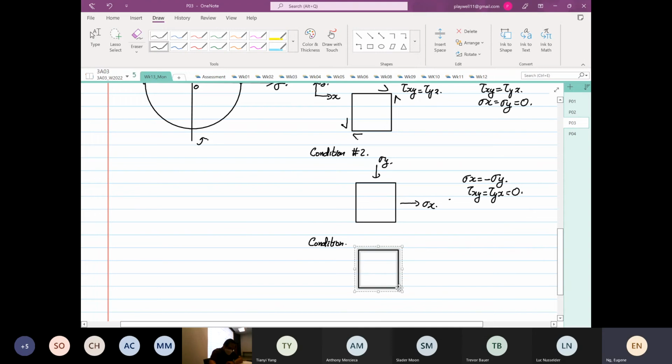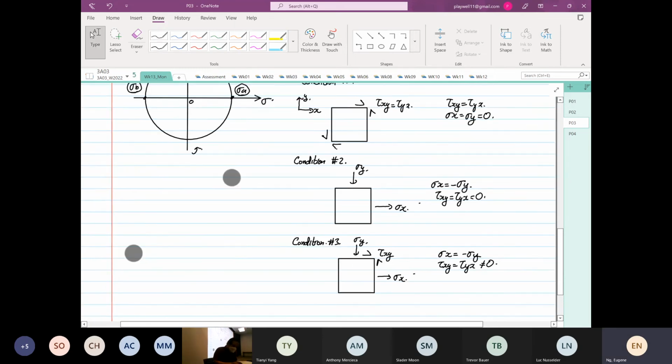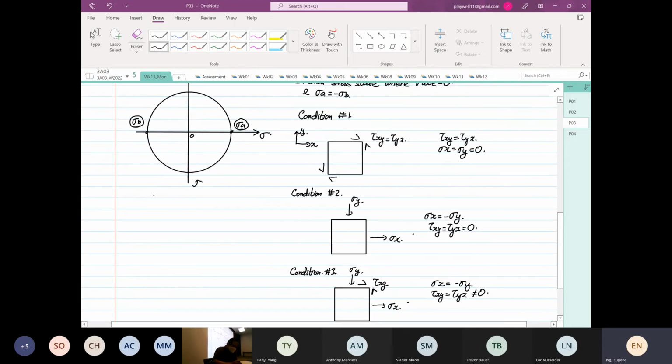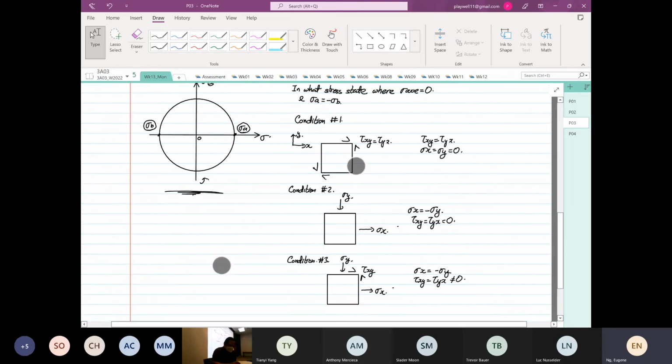Okay, you have a third condition. Again, you have stress X, stress Y, and then you have a shear. So again, if you have condition number 3, you have stress X is equal to minus stress Y, shear XY is equal to shear YX, and they are not equal to 0. So all these will yield the Mohr circle looking like this in these 3 conditions.